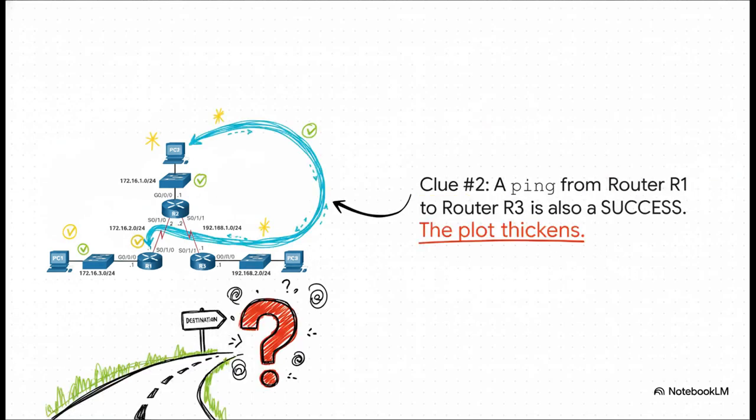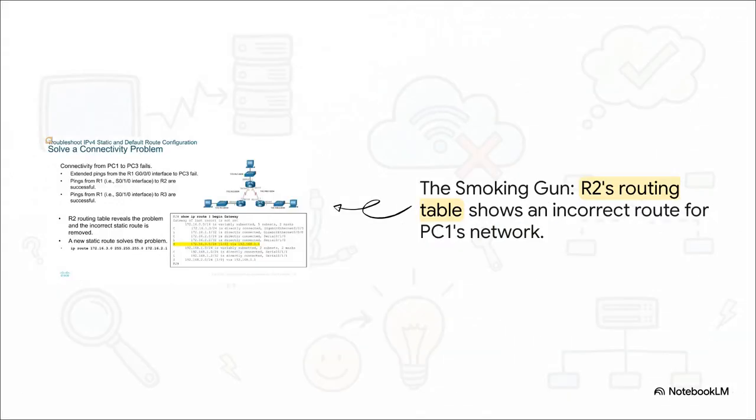Now, just to be thorough, we tried pinging from R1 all the way to R3. And wait a minute, that works too. That's kind of surprising, right? This tells us all the wires and basic connections between all the routers are okay. The road is clear. So if the road is clear, why isn't our traffic getting through? The plot definitely thickens.